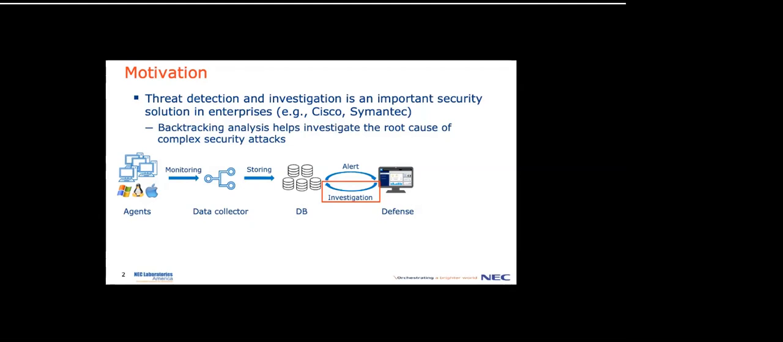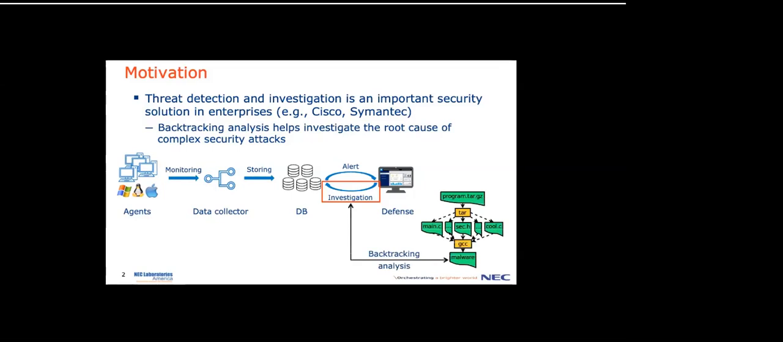Here is the typical process. First, agents are installed on different types of operating systems, such as Windows, Linux, and Mac. These agents will then monitor the status of the system and collect data about the status. The information will be stored in the database. During this process, a defense system is constantly monitoring the database. If any suspicious behavior happens in the database, an alert will be triggered and sent to the security analyst, who will further investigate how this suspicious behavior happens.